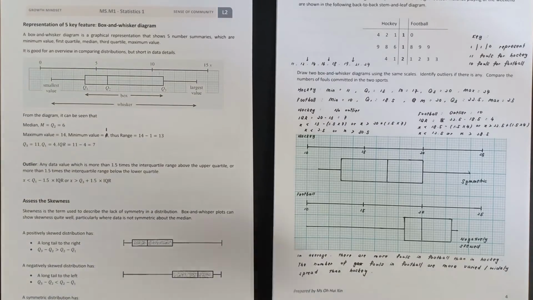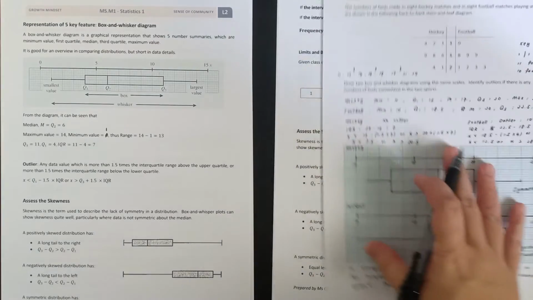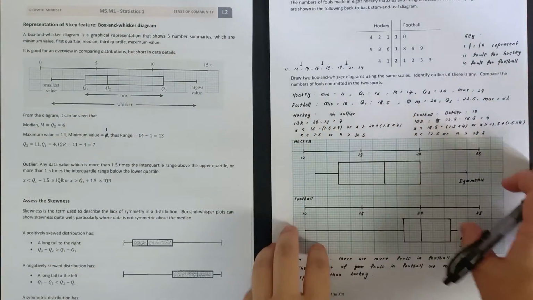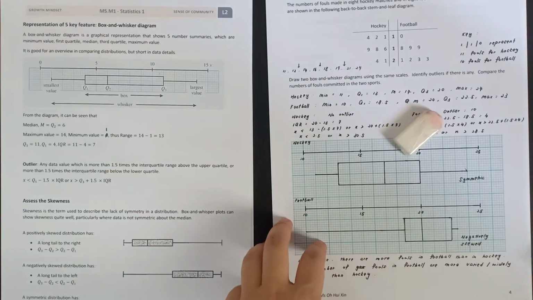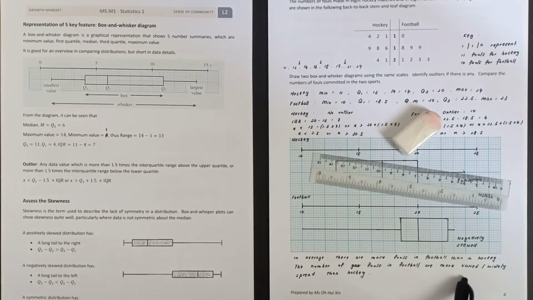Okay, so on average, there are more fouls in football than in hockey. The number of fouls in football are more varied, or more widely spread, than hockey. Okay, because you see the spread is higher than the hockey itself. Okay, so that's the part for box and whisker. Next, we'll move on to histogram.